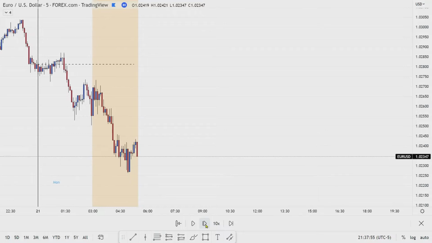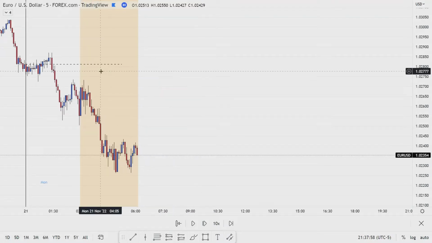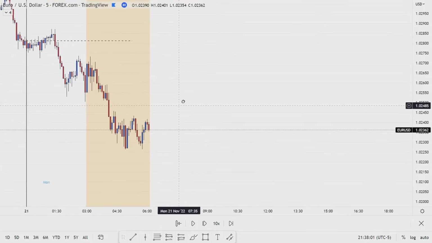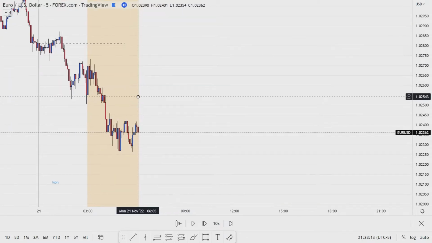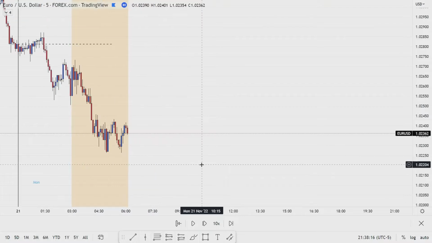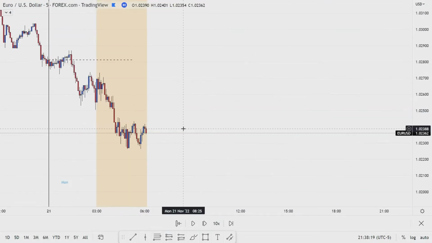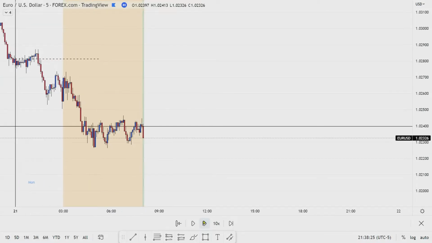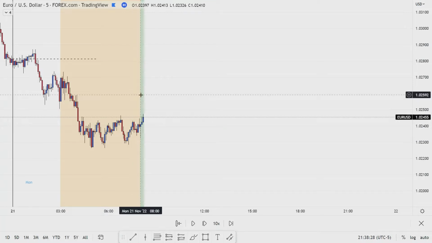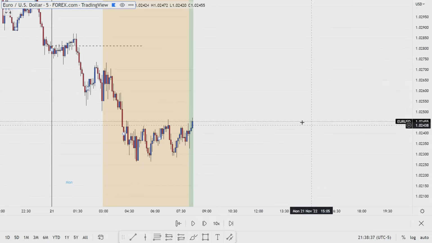As we continue to play the data here, we can see that we're still in the London session because we're still in that tan colored area. We have a line here that is marking the 12 a.m. opening, but horizontally, so that we can see where the premium and discount areas are. As we continue to play data, we have officially started the New York session, with the green area being marked by the New York session.